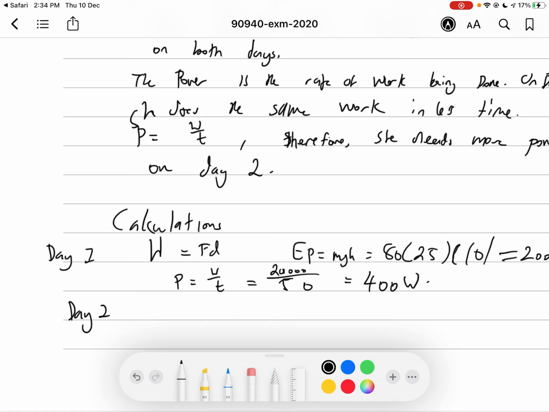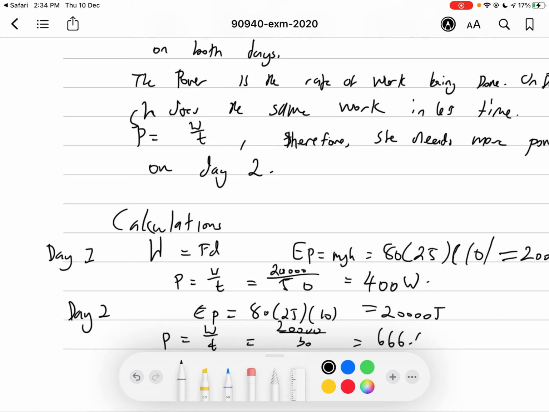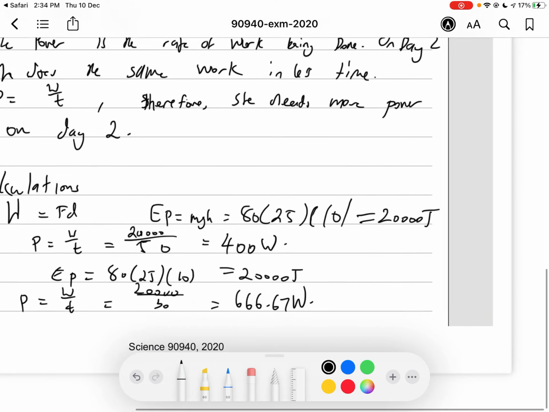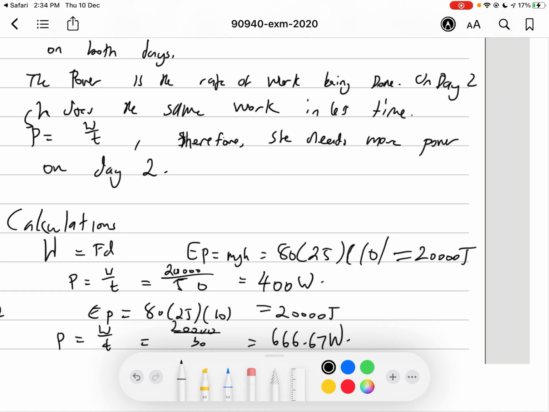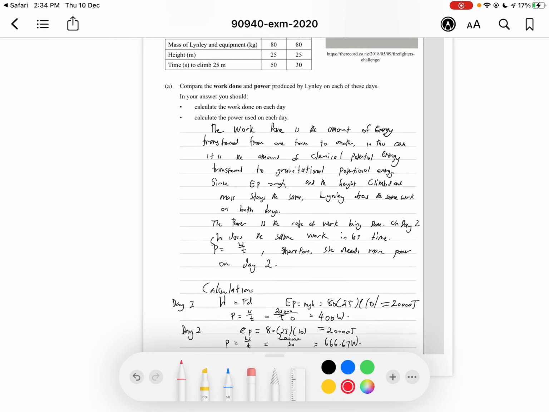For day 2, we can say that EP is the same, which is 80 times 25 times 10, which equals 20,000 joules. And power equals work over time, which equals 20,000 over 30. That gives us an answer of 666.67 watts. So as you can see here, the power on day 2 is greater than the power on day 1, but on both days she does the same amount of work.